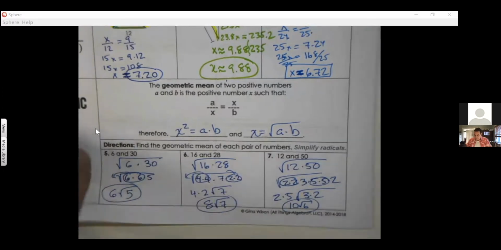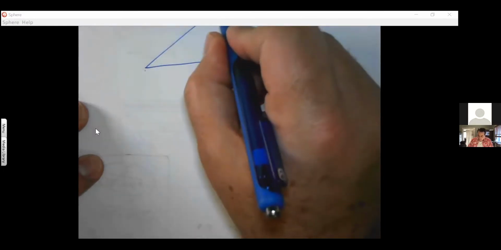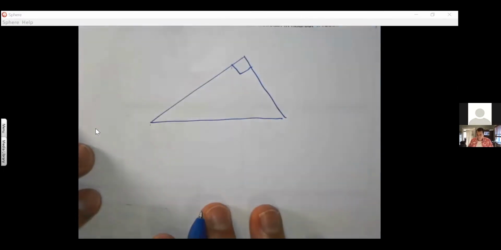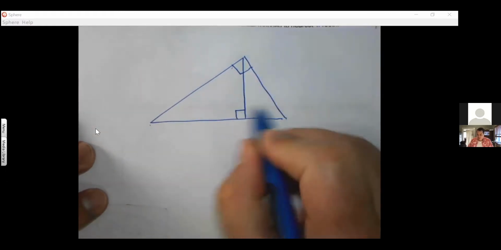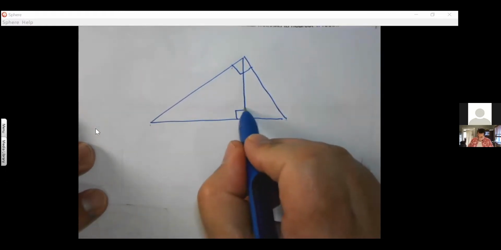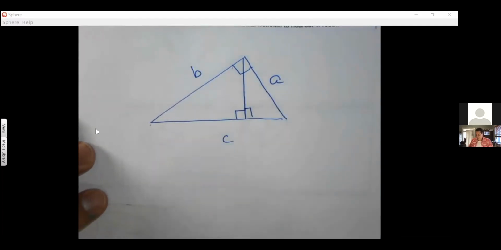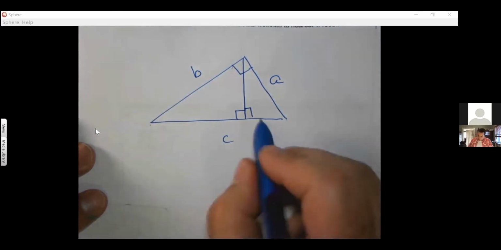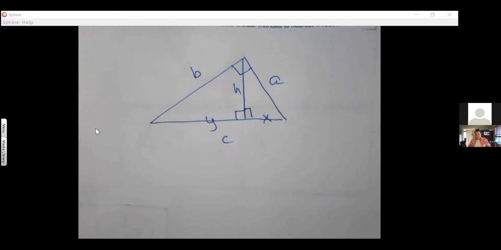How is that helpful? Well, let's do a little derivation here. If I go back to my triangles, I write the triangle and I drop my altitude, making my 2 additional similar right triangles. And I label these A, B, and C. And then I label these X, Y, and H. Now all my parts are labeled together.